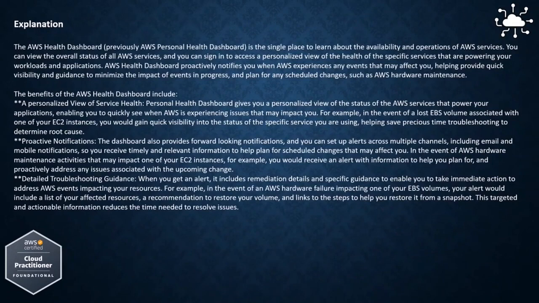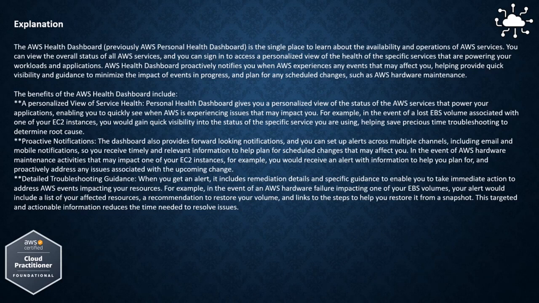Explanation. The AWS Health Dashboard, previously AWS Personal Health Dashboard, is the single place to learn about the availability and operations of AWS services. You can view the overall status of all AWS services, and you can sign in to access a personalized view of the health of the specific services that are powering your workloads and applications. AWS Health Dashboard proactively notifies you when AWS experiences any events that may affect you, helping provide quick visibility and guidance to minimize the impact of events in progress, and plan for any scheduled changes, such as AWS hardware maintenance.